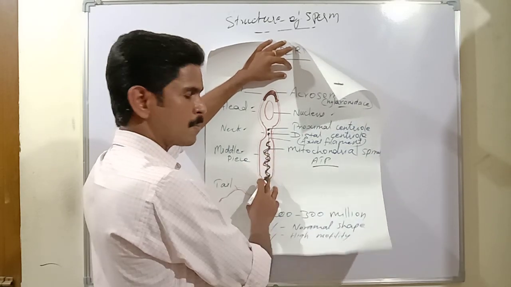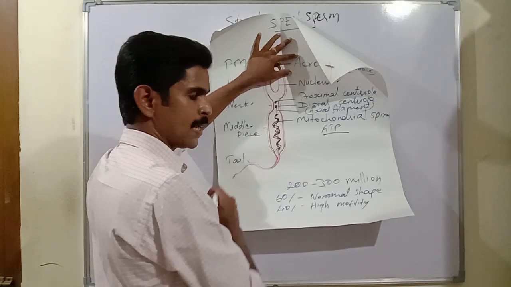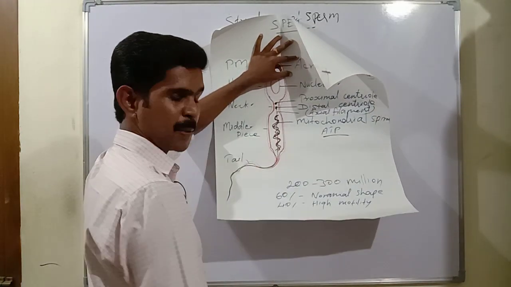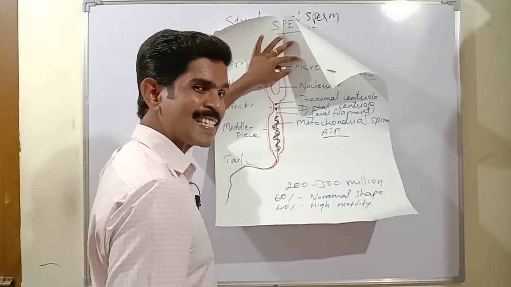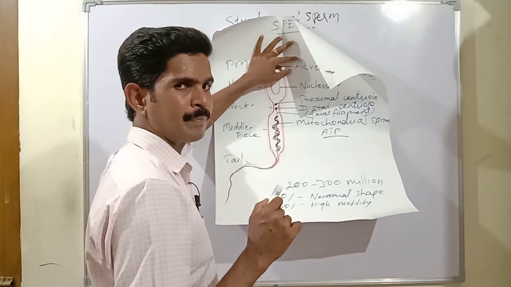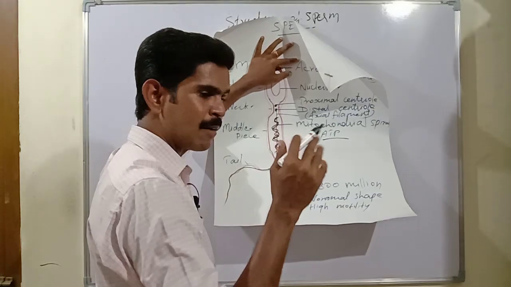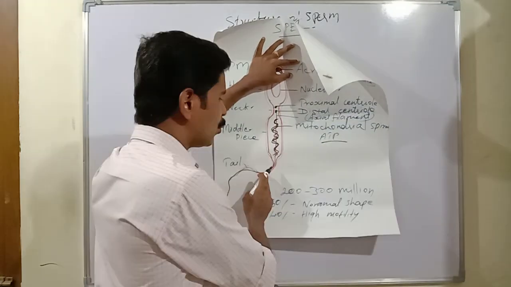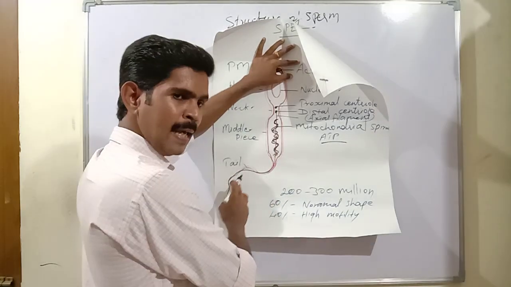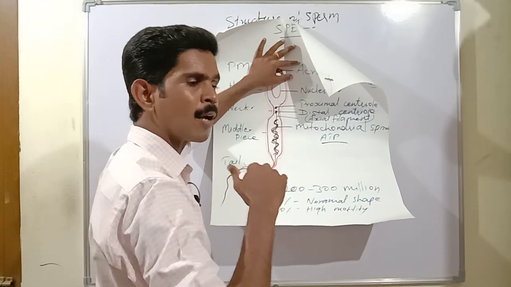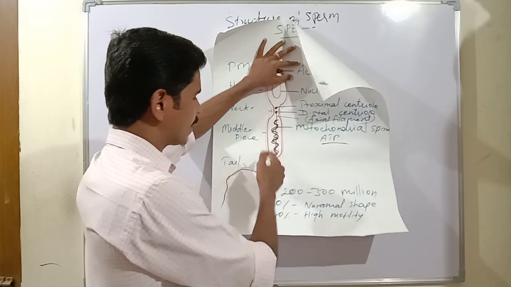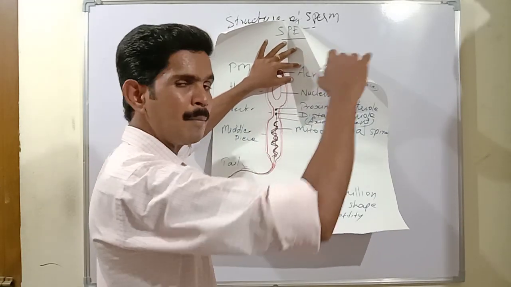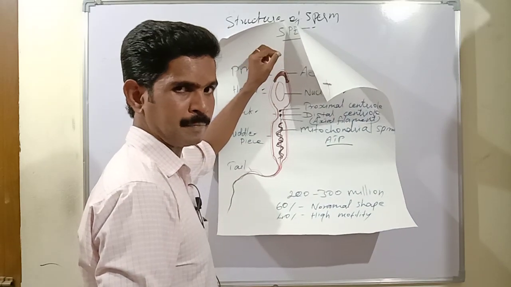I hope you all understood this middle piece. Then next one is tail. Tail is the longest part of the sperm. It is slender in nature. Understand? And the tail can move in any direction. The lashing movement of the tail helps the sperm to swim or move forward. Already I told you the tail can move in any direction. So because of the movement of the tail, the sperm can move in forward direction.